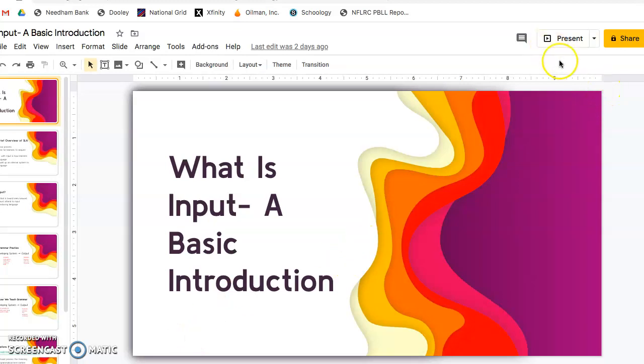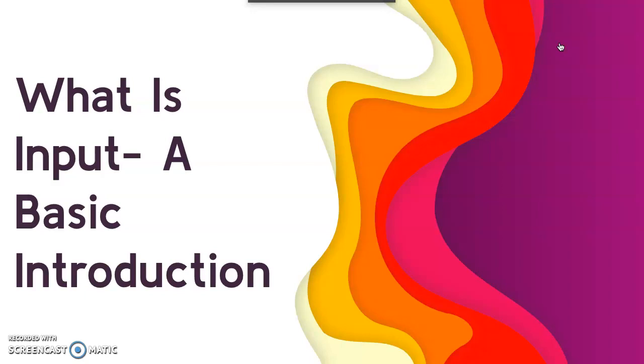Hi everyone. Today we're going to be talking about input. And in particular, we're talking about input and how this is going to set us up to be able to teach grammar using the structured input method. So this is an extremely basic introduction to some of the mountain of research that is out there about input and processing theories and everything like that.